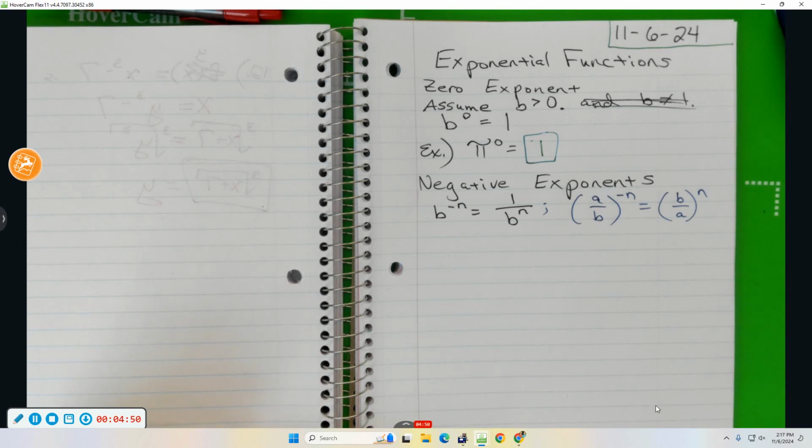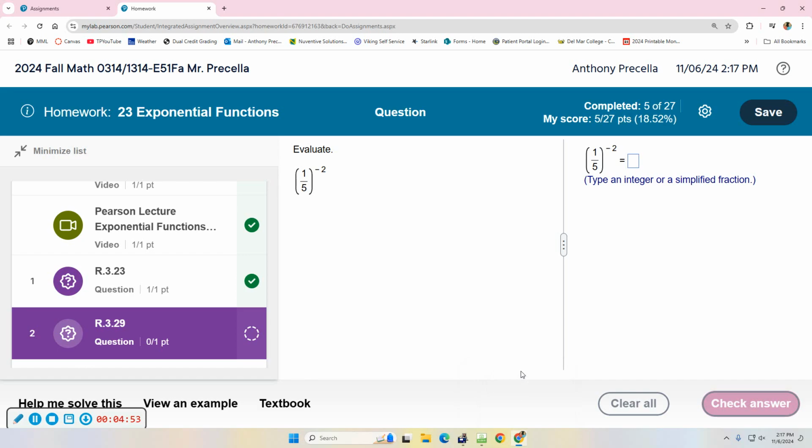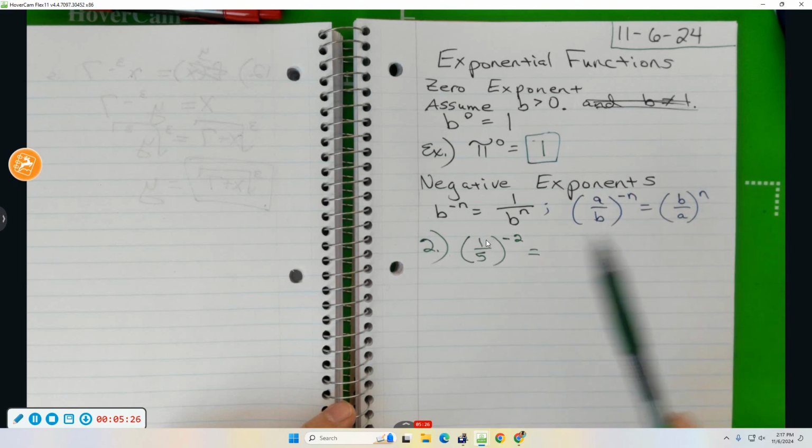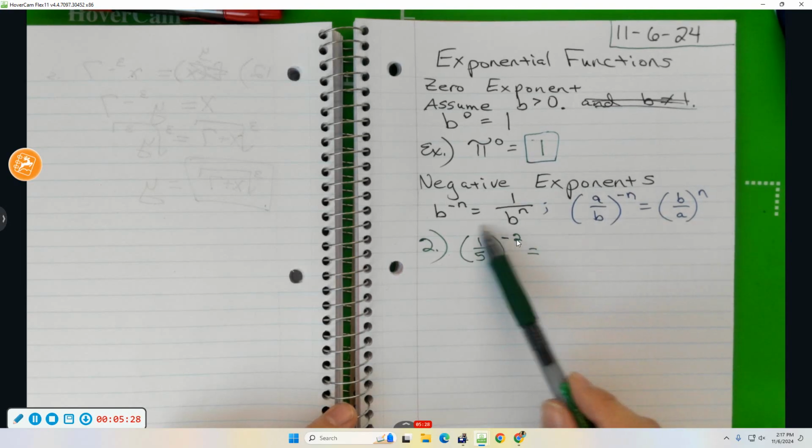To illustrate, looking at number 2, let's see. Here we are, number 2. We're told to evaluate, let me write this down, 1/5 to the negative 2 power. That can't mean 1/5 times 1/5, negative 2 times, because as I said, negative 2 is not a counting number. If you have a fraction to a negative power, you flip the fraction.